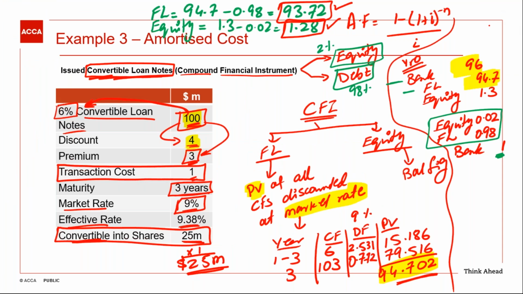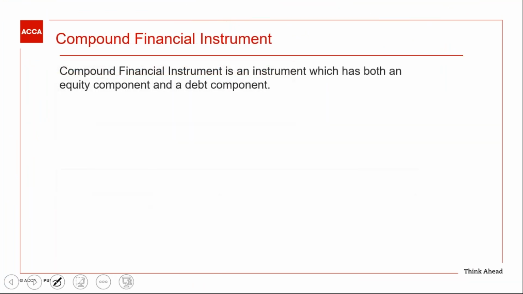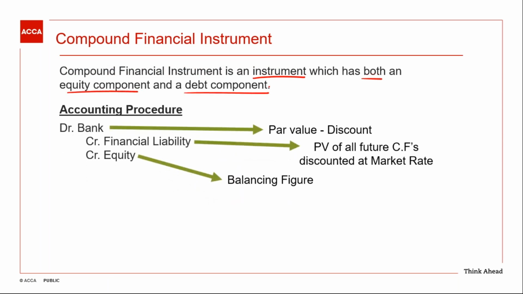Okay, everyone, welcome back. We were discussing the area of compound financial instruments before the break. Let's go through a summary of the compound financial instrument. The compound financial instrument is an instrument which has both an equity component and a debt component. The accounting procedure is that we debit the bank by par value minus the discount. We credit the financial liability by the present value of all cash flows discounted at the market rate, and equity is going to be the balancing figure.